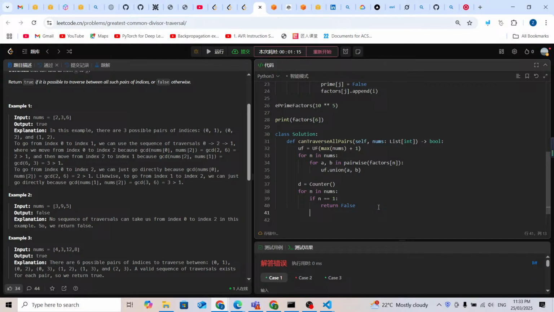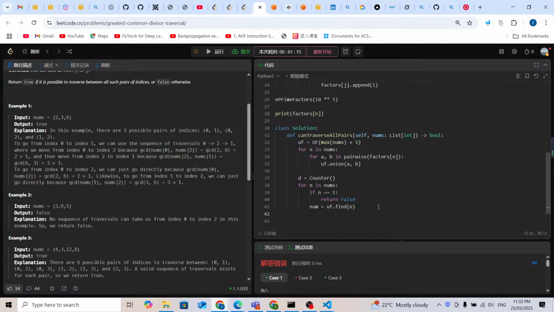Otherwise, what I'm going to do? I'm going to find a num. This num is going to be uf.find. Yeah, because I'm going to use the union find to find its parent. So for this number, num is going to be the parent, right? Maybe I'm going to use p. So p is going to equal uf.find n. It's going to be the parent, and dp is going to plus equal 1.